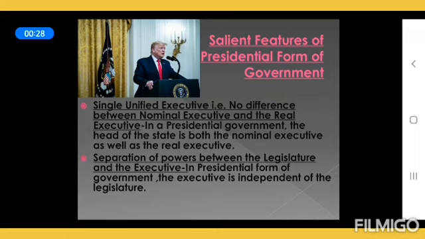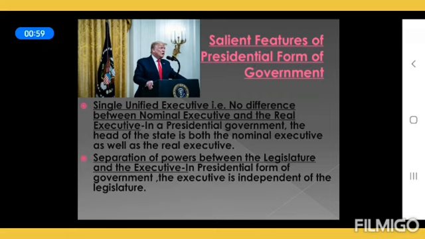It says that in a presidential government, the head of the state is both the nominal executive as well as the real executive. That means he is both the head of the state, that means the President of America, as well as of the government. So he is his own prime minister. I've already mentioned that, right? So he performs all the ceremonial functions as the head of the state, and besides that, he exercises all the real executive powers.